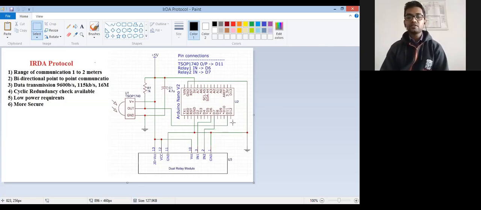Generally, the distance of communication is between 0 to 1 meter. In some cases, when the transmitting power is increased, the distance of communication also increases up to 2 meters. And the angle of cone means, suppose two devices are there in point-to-point communication, the device may accept data if the transmitter is within a 30-degree angle of cone.